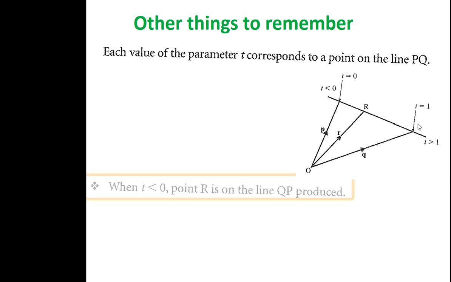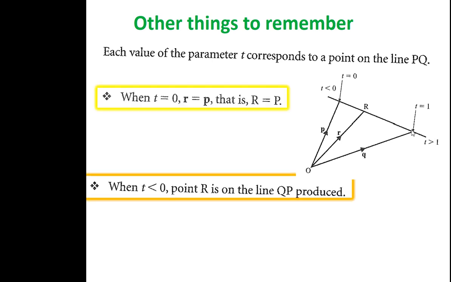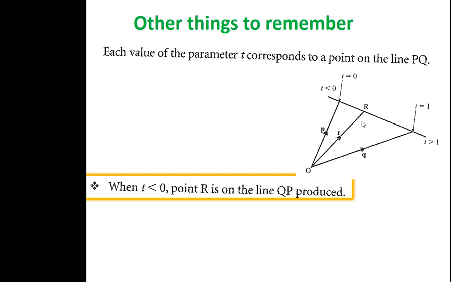So on mine, I'm kind of missing Q and P. There should be a Q and a P there. Okay, so when t is less than 0, like out of here, so basically if it was negative a third, then it's over here somewhere. Point R is on the line that QP produced. It's not on the line QP, but it's on the line that QP produced.